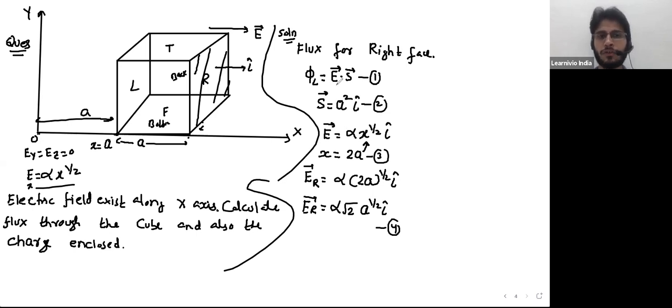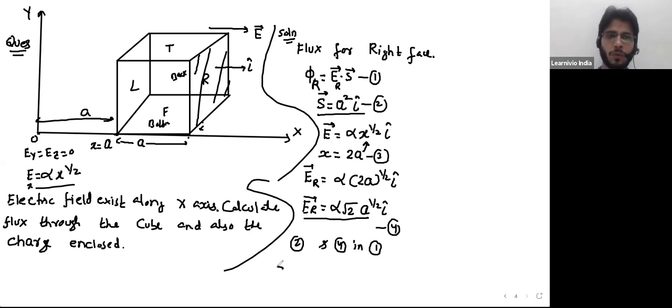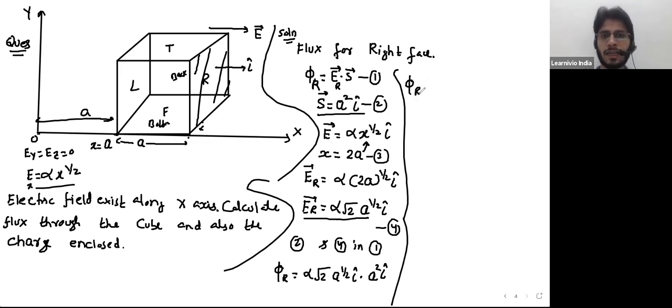And this is the electric field for the right face only. So this is how we calculate flux for the right face. I need the electric field and the area vector. This is the area vector and this is the electric field. Now I can substitute 2 and 4 in 1. When I substitute 2 and 4 in 1, I get the flux for the right face as E dot S, which is alpha root 2 a to the power half I cap dot area vector, which is a square I cap. So I can further write this as alpha root 2.